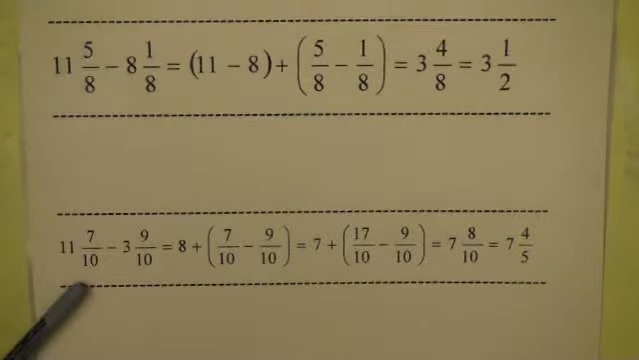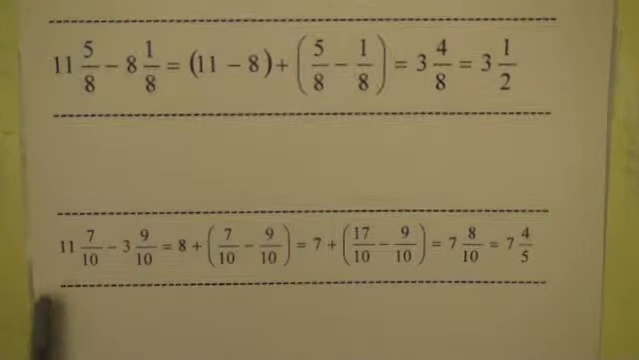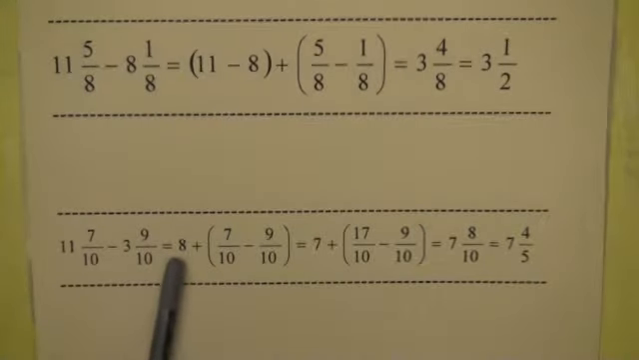Now, in the second example, we had 11 and 7/10 minus 3 and 9/10. What's goofy about this problem is when you subtract 11 minus 3, you get 8.